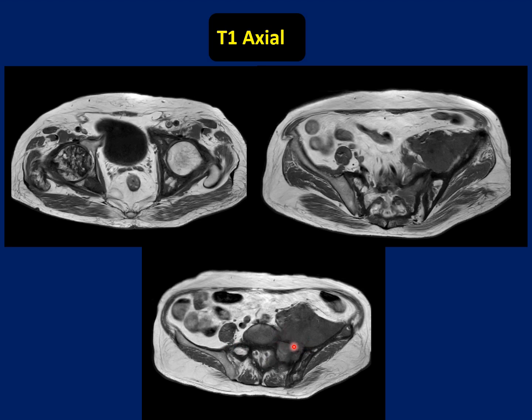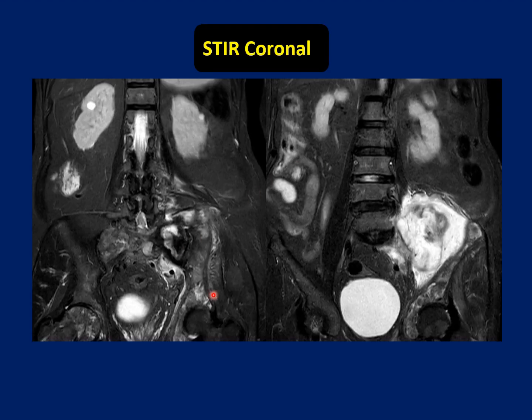The next thing that we appreciate is the bone marrow. The bone marrow is fatty in the right sacral ala, whereas in the left sacral ala it is T1 hypointense in nature. STIR coronal confirms the same thing, that there is a mass lesion which is seen in the left hemipelvis anterior to the left sacral ala. The disorganized trabecula and cortical thickening is also appreciated in the STIR coronal images in the left pelvis as well as in the right femur.